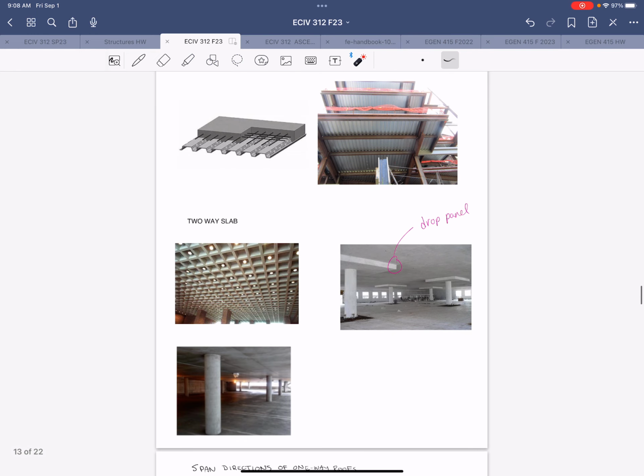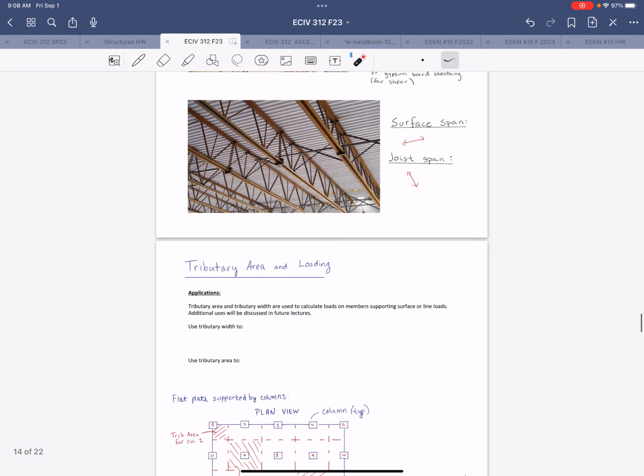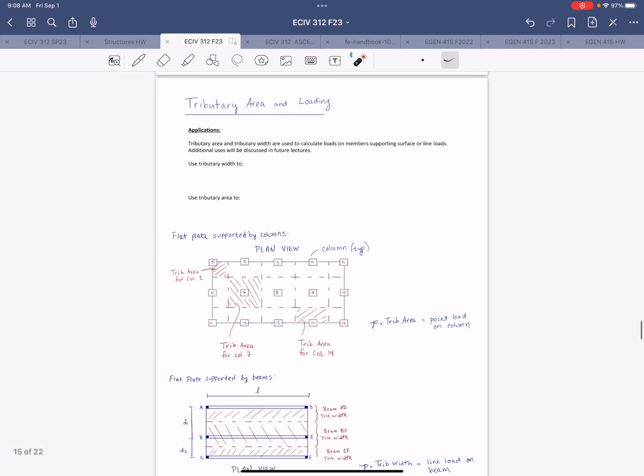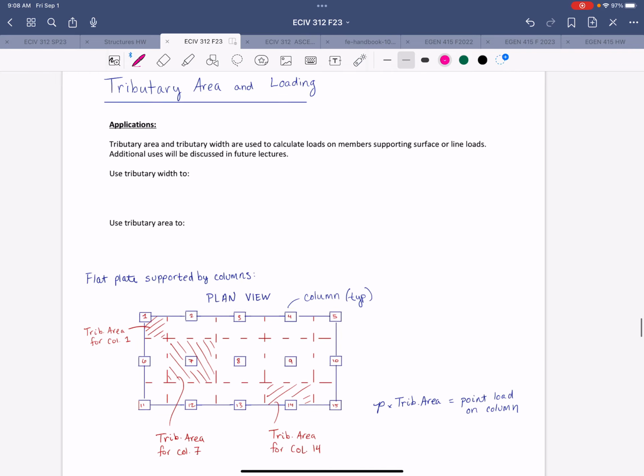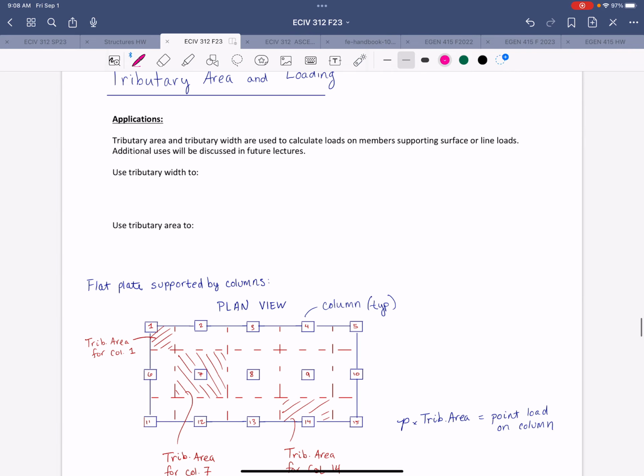All right, and then we looked at these examples of different surfaces. So now we're going to dive more into this concept of tributary area and how to apply it. So we talked about this last time, right? We can use tributary area and tributary width to condense our loads to whatever it is that is relevant to the element that we're analyzing.